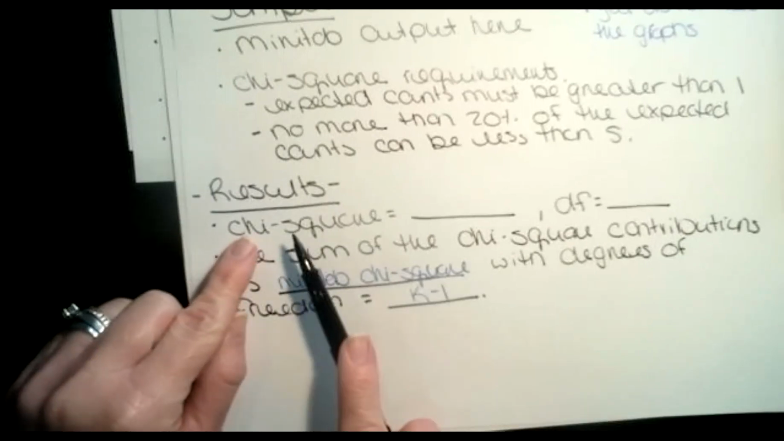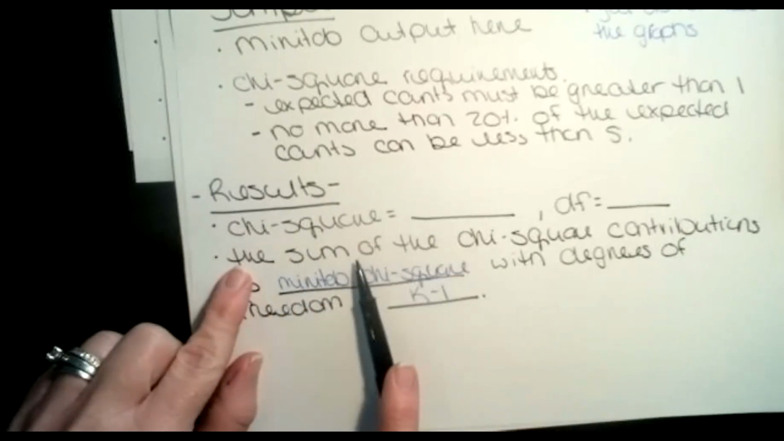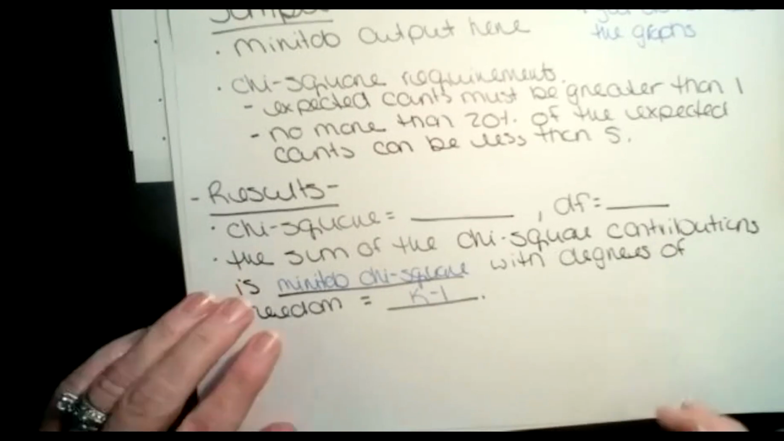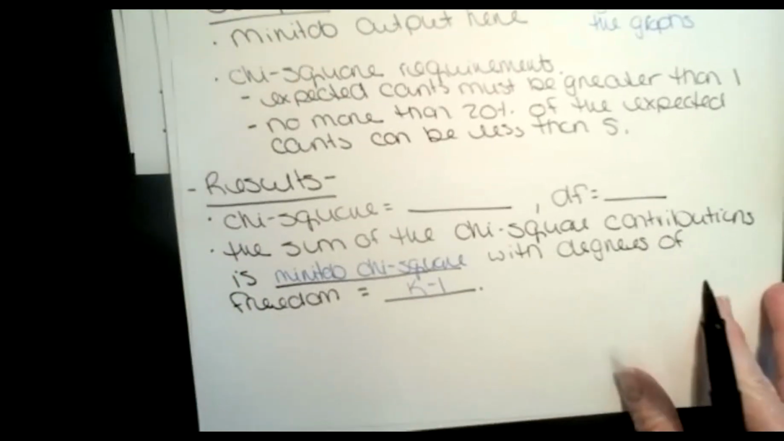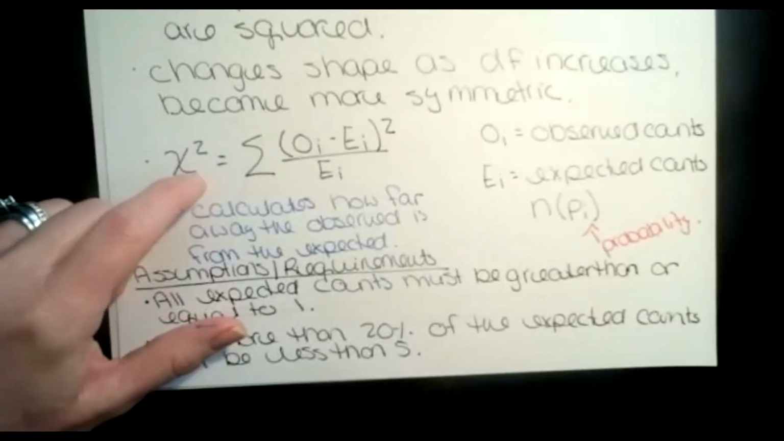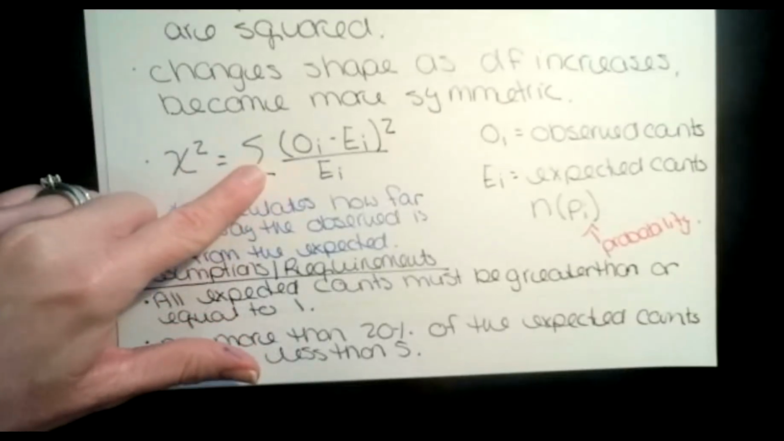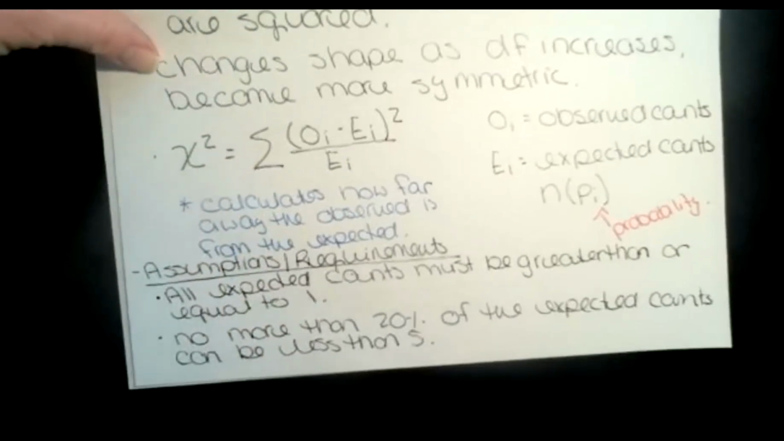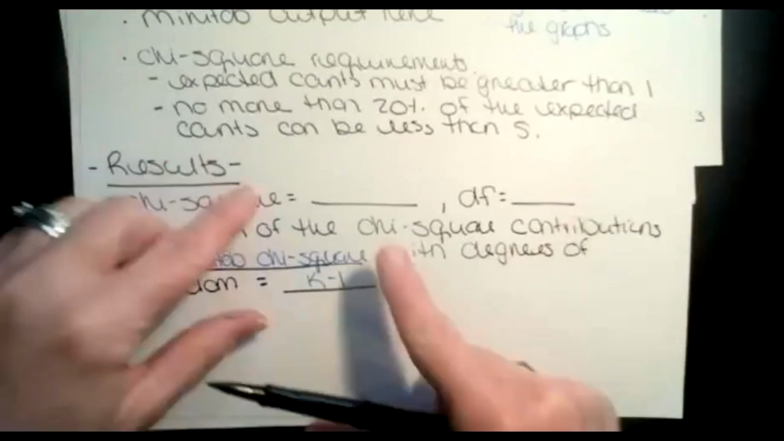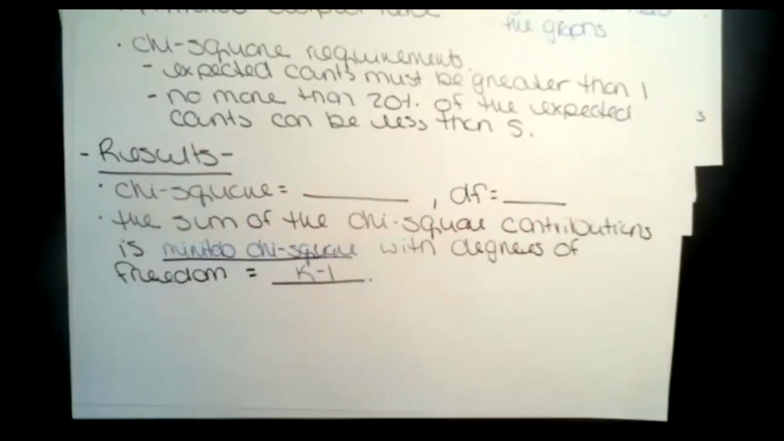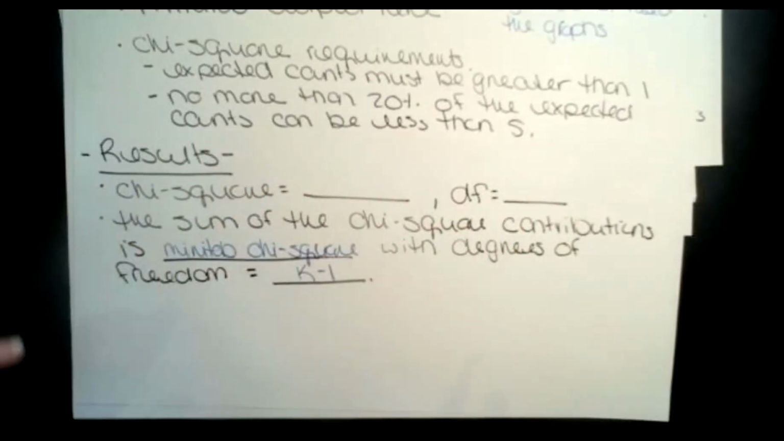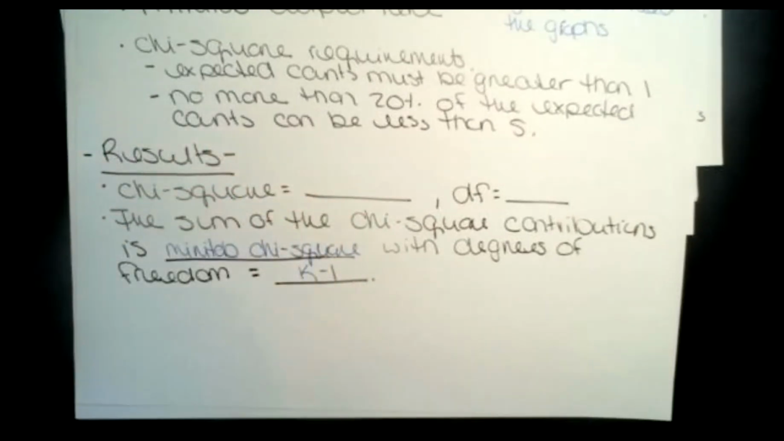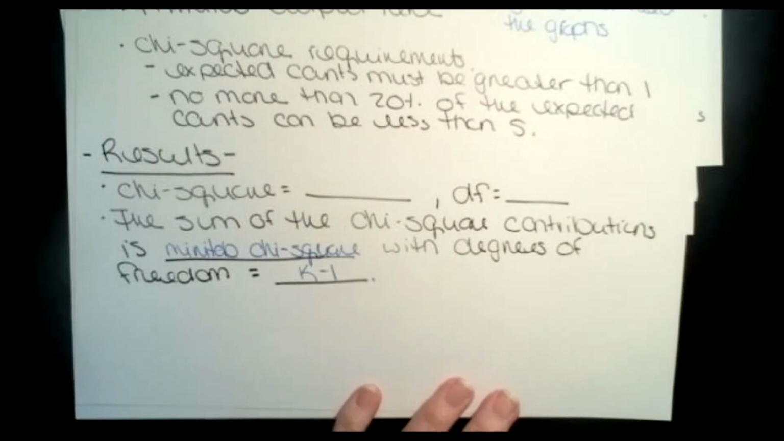So I want you to know when you get this chi-square value, it's the sum of all the chi-square contributions. Remember what that is. You can kind of pull that back up. It's all of these, okay? And it's the sum of them. So the sum of all those chi-square contributions is a set value. You're going to plug it in here. K minus 1 is my degrees of freedom. And then you're just going to explain. So the sum, this should be capitalized. The sum of the chi-square contributions is whatever value with degrees of freedom of K minus 1.